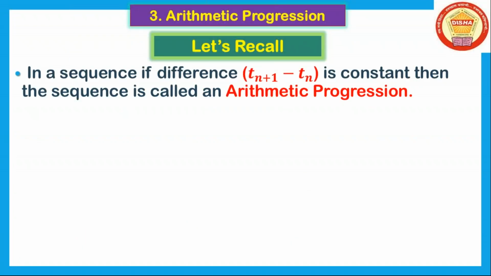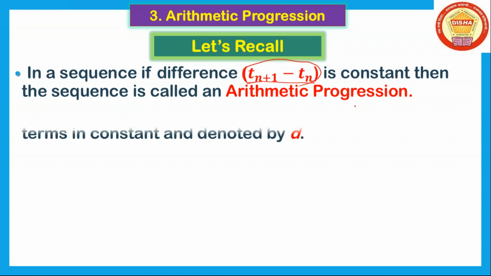See now. In a sequence, if the difference t(n+1) minus t(n) is constant, then the sequence is called an arithmetic progression. Given a sequence, how do we decide whether it is an arithmetic progression or not? We have to take the difference. How do we find that difference? That is t(n+1) minus t(n). If this difference for any two consecutive terms remains constant, then it is an arithmetic progression.